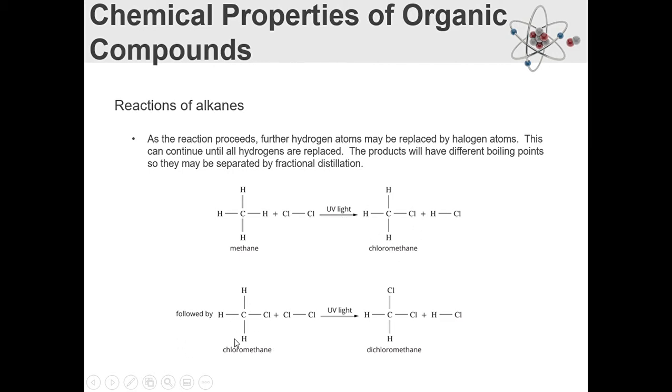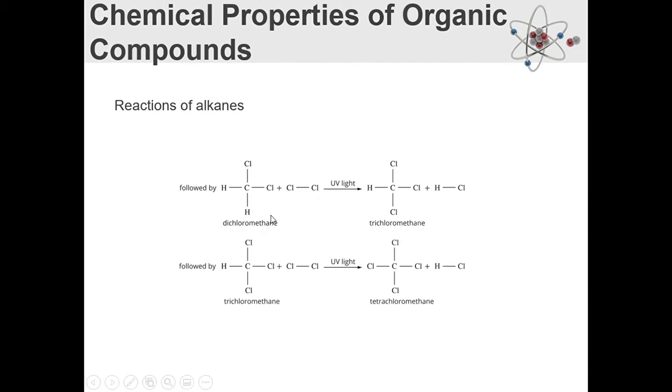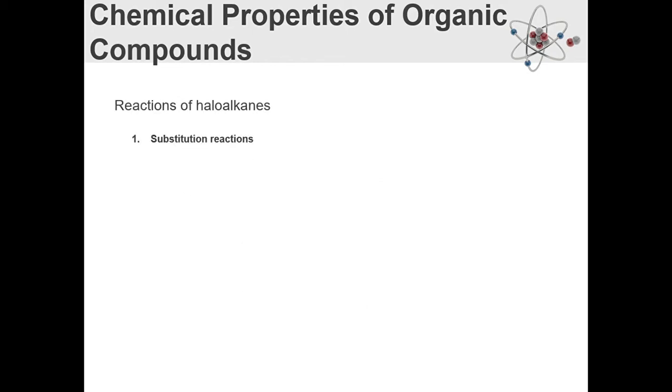But we could take chloromethane, add more chlorine, and add more UV light, and we get dichloromethane and hydrochloric gas. And then dichloromethane plus more chlorine plus more UV light gives us trichloromethane and hydrochloric gas. Followed by trichloromethane plus chlorine gas and UV light gives us tetrachloromethane. I think trichloromethane is the chemical formula for chloroform, but don't ask how I know that.